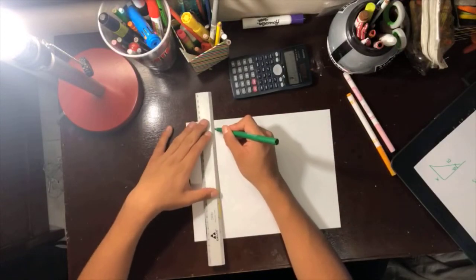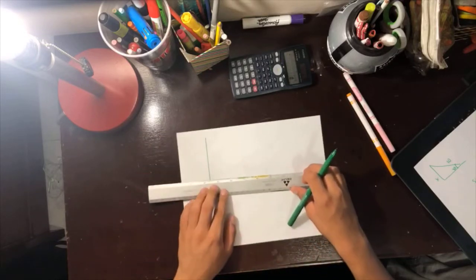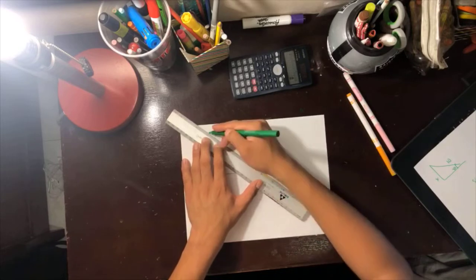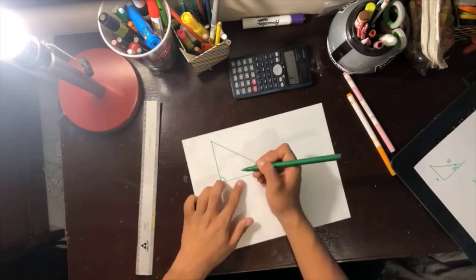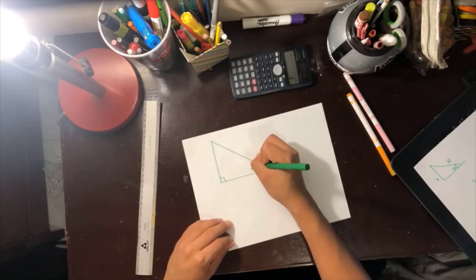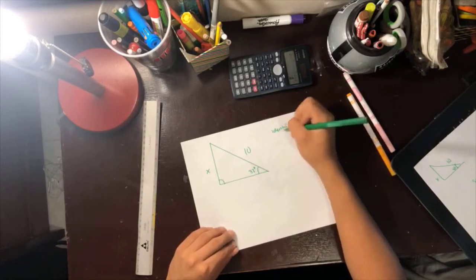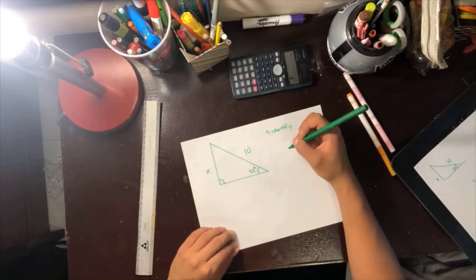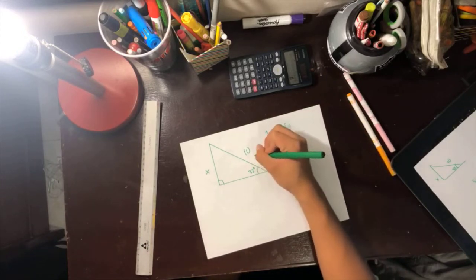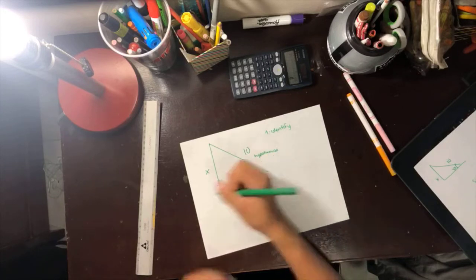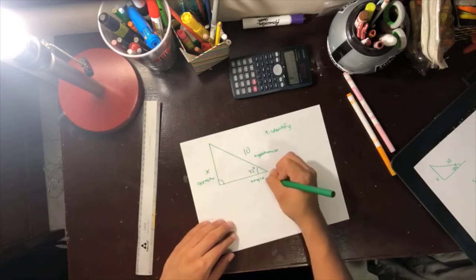In this exercise, we will do the same as the previous exercise. So we identify the data that the triangle gives us. In this case, it gives us an angle of 32 degrees and a hypotenuse of 10 centimeters. So we identified that we don't know the x value, so we're going to use sine.